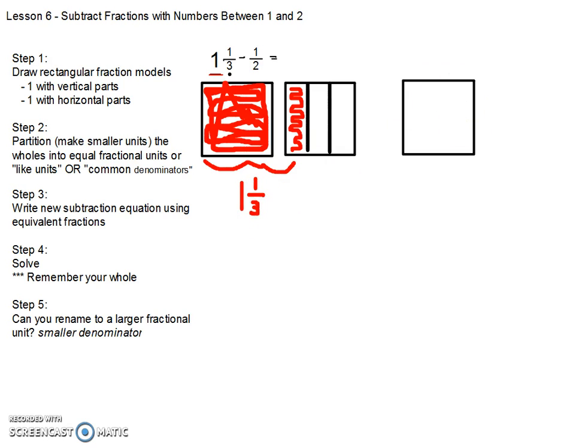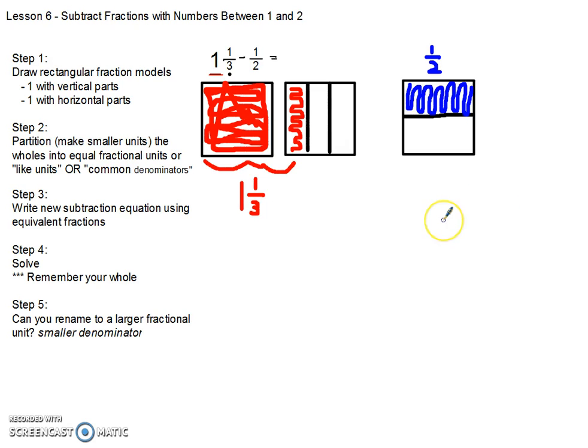Then over here on my other fractional model, I'm going to show what I'm taking away, which is 1/2, and we'll draw it with horizontal lines. So I have 1/2 there, 2 parts, and I have 1 of those 2 parts as told to me from my numerator. So this part here is showing 1/2.